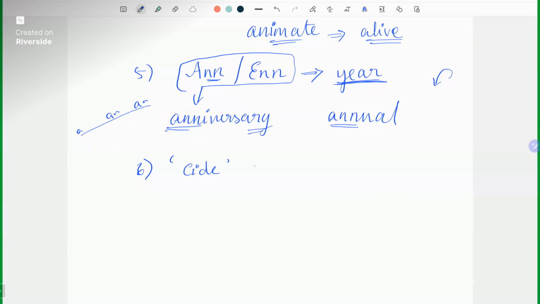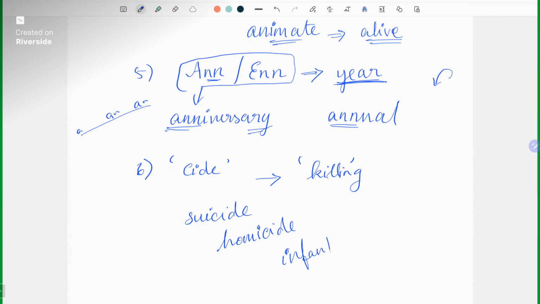Cide, which means to kill. Killing: suicide, homicide. Homicide is murder. Infanticide, killing of babies, just born babies, even infants. That is infanticide. Mostly used as a suffix, but the word cide means killing.